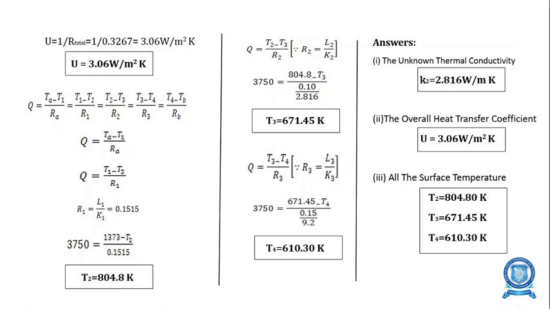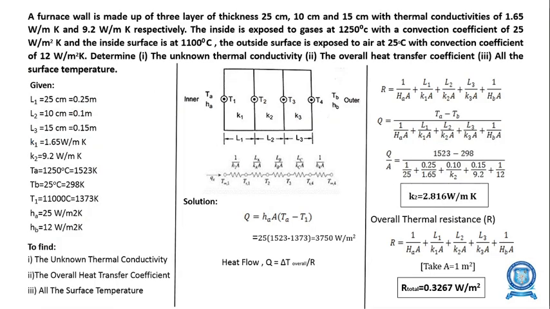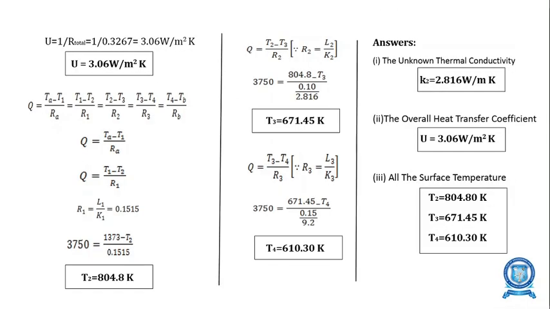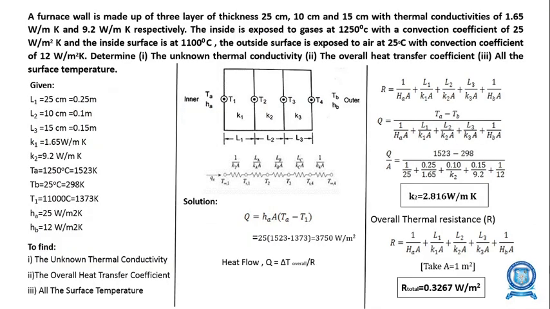Then the second question we have to find is U, the overall heat transfer coefficient, that is equal to the reciprocal of the total resistance offered, is equal to 1 by 0.3267. The total resistance we have found in the previous step, right? By applying this, we will get the overall heat transfer coefficient U is equal to 3.06 watts per meter square Kelvin. Okay, two questions we have found. The unknown thermal conductivity and the overall heat transfer coefficient both are found.